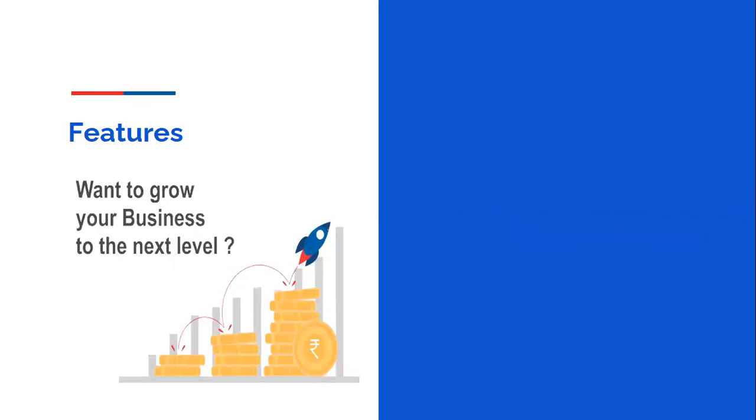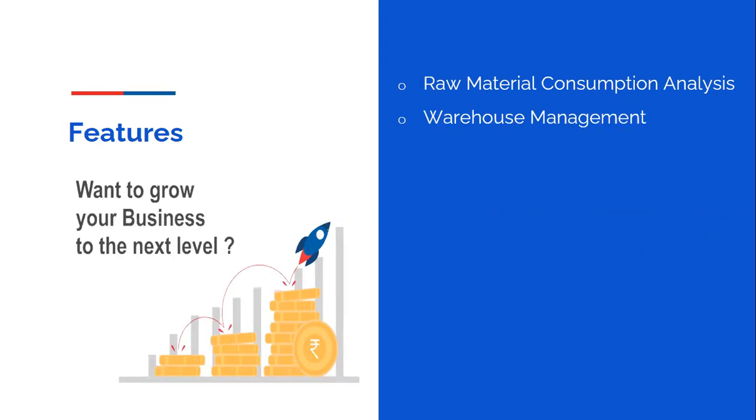The next feature is raw material consumption analysis. Reports are available for analysis of raw material consumption. You can see the reports. Warehouse management: you can create multiple warehouses in the Material Center master, and you can view the reports material center wise. Multiple reports are available in the Busy accounting software. You can see the report as per your need.